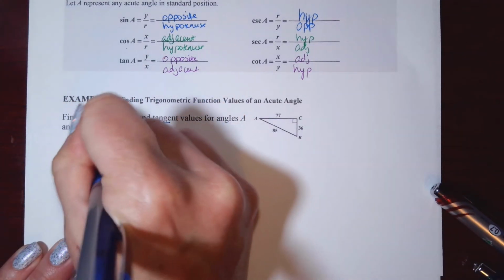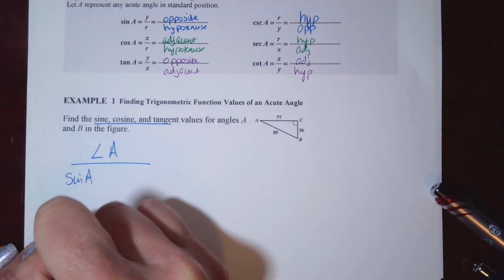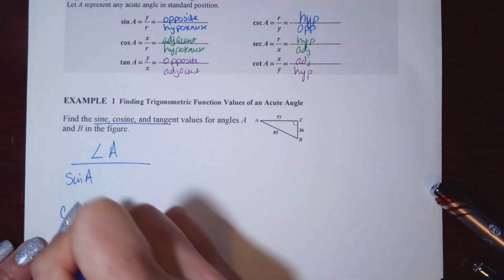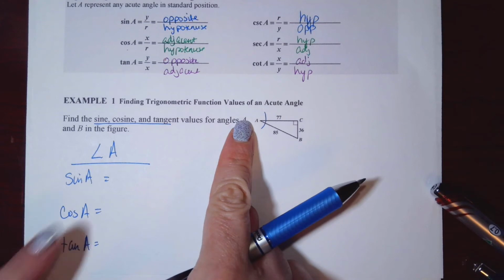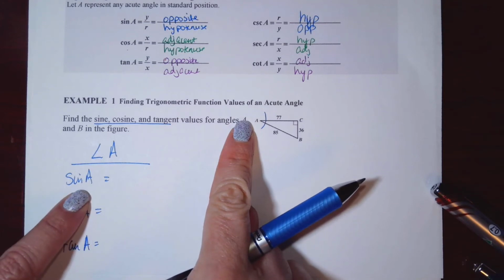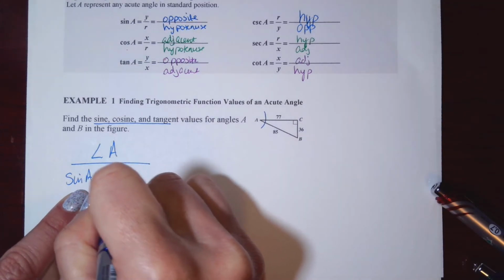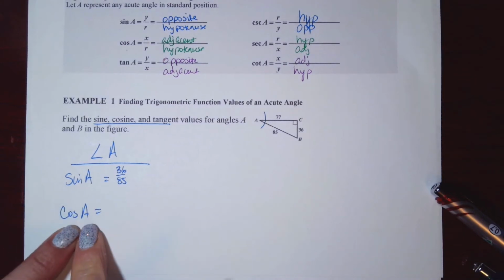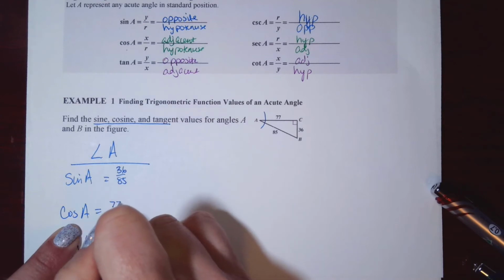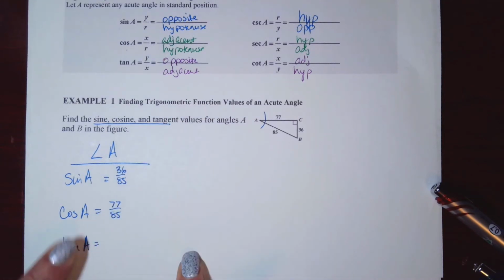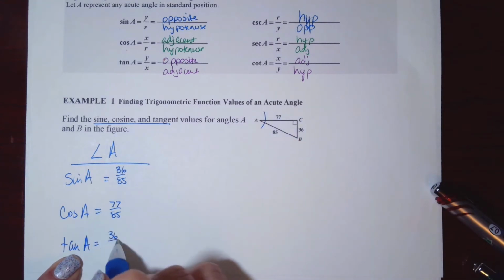So let's start with angle A, and we're going to look at sine of A, cosine of A, and tangent of A. So if A is the angle I'm interested in, sine is opposite over hypotenuse. Well, the side opposite A is 36, hypotenuse is 85. So I've got 36 over 85. Cosine of A is the side adjacent over hypotenuse, so 77 over 85. And then tangent of A is opposite over adjacent, so 36 over 77.